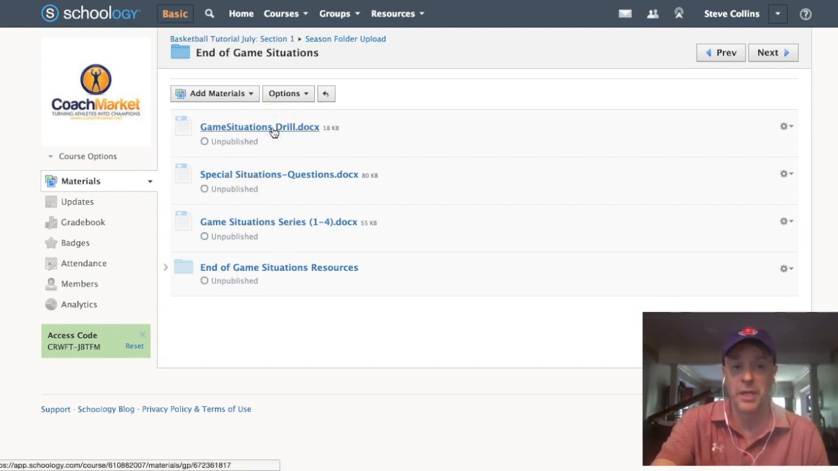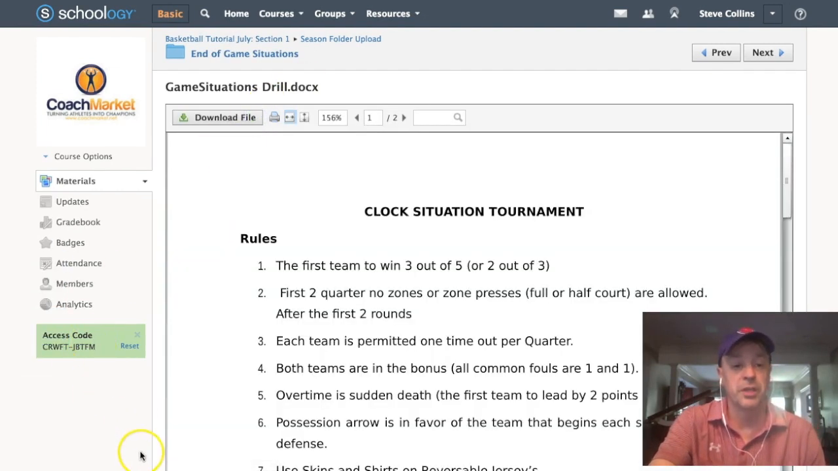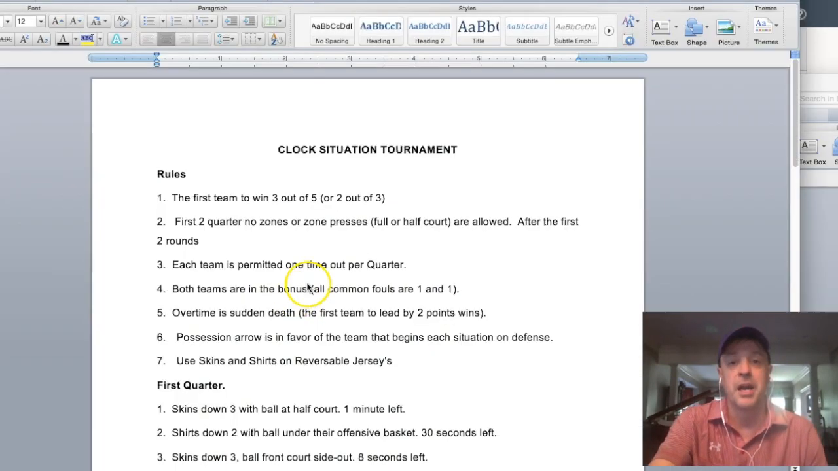All right, so the first one I do, I think I have this one uploaded onto Word, so it's a little easier to see here. Actually, I'm going to do this. So game situations, I'm going to download it just like you do, so you can look at it. It's just a little easier to see it if it's in Word. So it's a clock situation game.